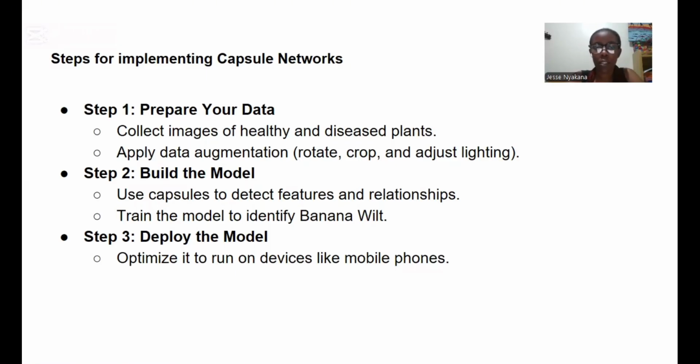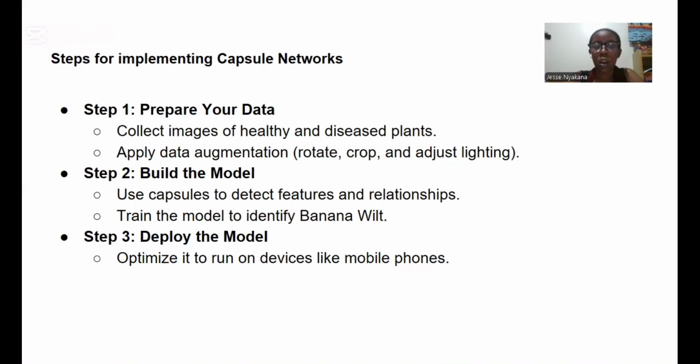That's a data set that contains images of healthy banana plants and also plants that are diseased. Then we shall apply data augmentation. This includes various rotations, cropping, and also adjusting the lighting of these images such that the model isn't frustrated while learning them. So the second step is we shall build the model.